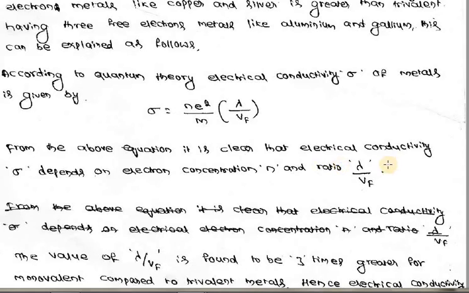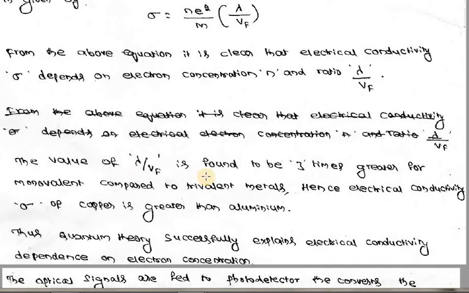From the above expression, it is clear that electrical conductivity sigma depends on electron concentration n and the ratio lambda by Vf. You know, lambda is the mean free path and Vf is the Fermi velocity. It is mainly depending on this term. And look here, the value of lambda by Vf is found to be 3 times greater for monovalent compared to trivalent or divalent atoms. Divalent and trivalent metals show less conductivity compared to monovalent. Last class I gave examples related to monovalent, bivalent and trivalent metals. Compared to trivalent and divalent metals, monovalent metals give greater conductivity. See, the lambda by Vf ratio is 3 times greater than for bivalent and trivalent metals.